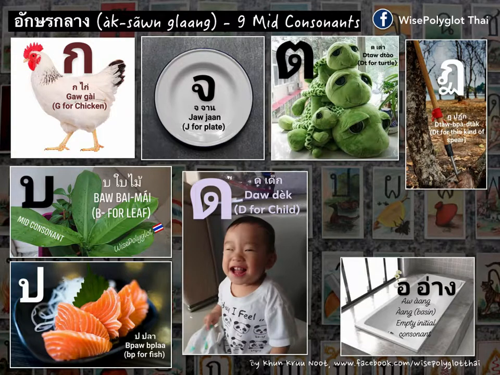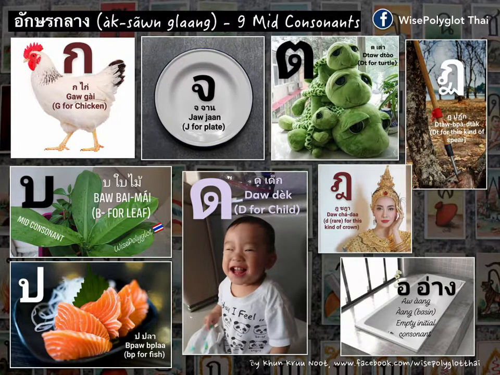Next is to patak. To patak is a rare consonant for the DT sound, or to sound. Do chada, do chada.